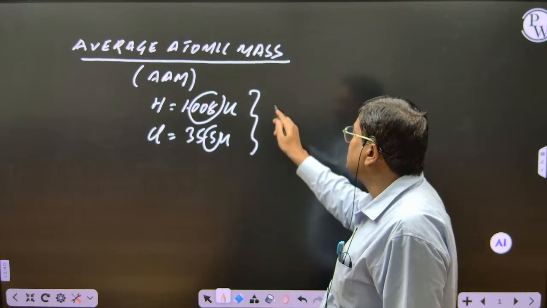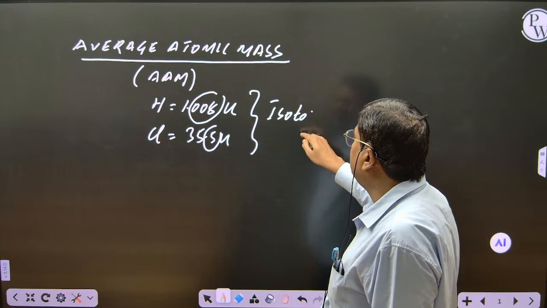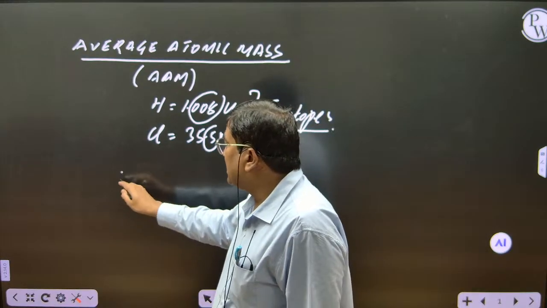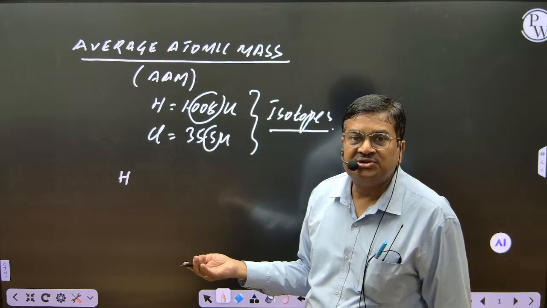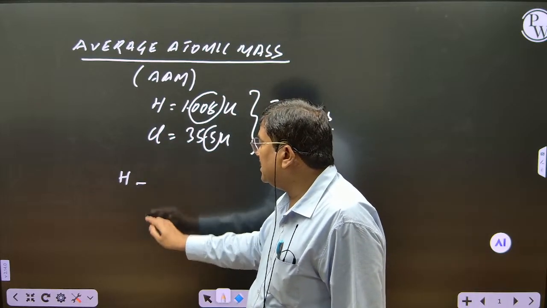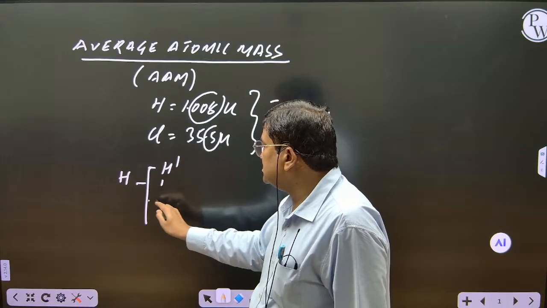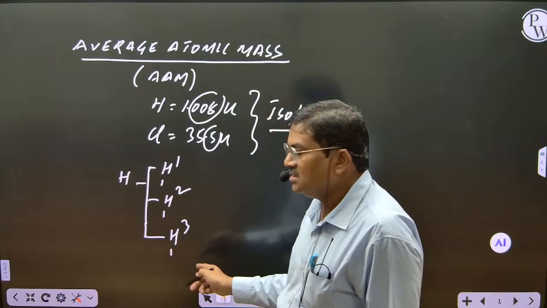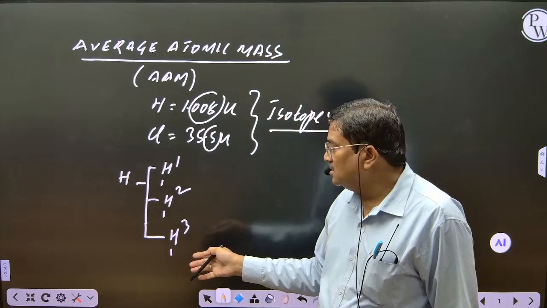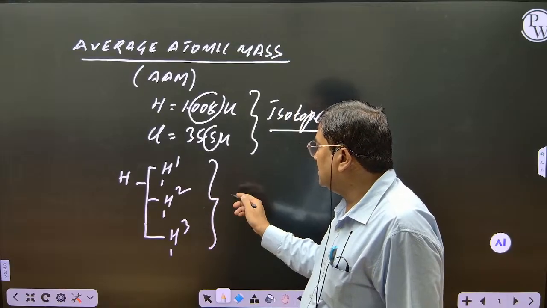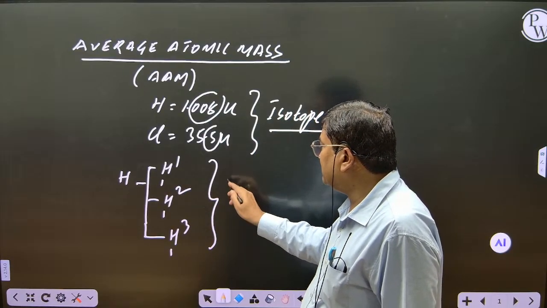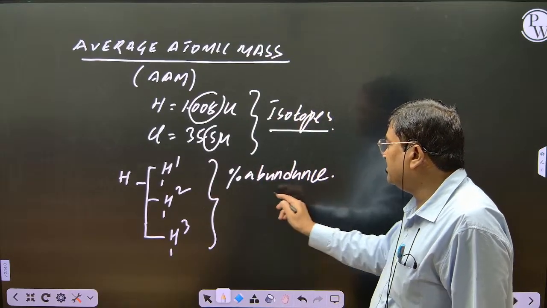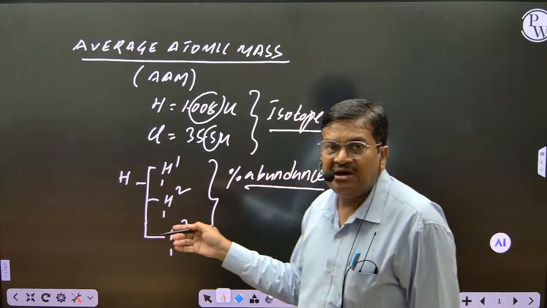Then students, what are isotopes? Atoms of the same element having the same atomic number but different mass number. Every element will have its own isotopes. For example, hydrogen has protium, deuterium, and tritium. Tritium is a radioactive element. So these are the isotopes of hydrogen. Along with this, I told you yesterday, you have to consider percentage abundance of an element. Like this, every element will have its own isotopes.